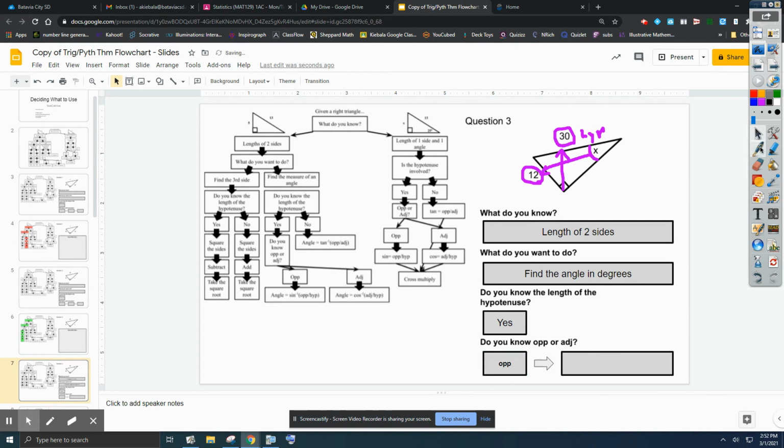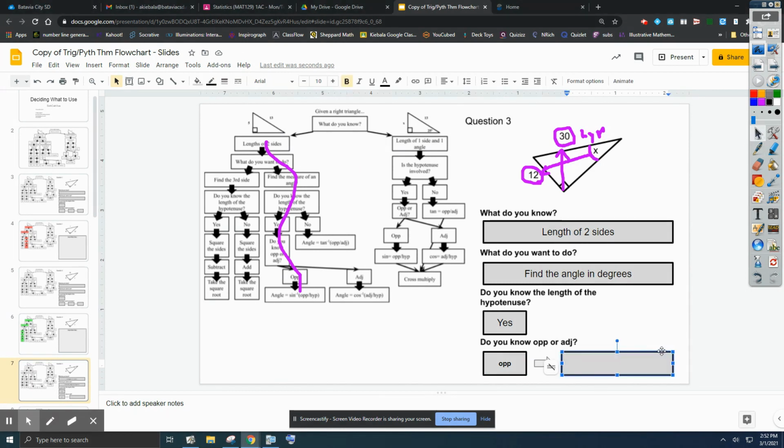So if we follow the flow chart, we've got two sides. We want to find the measure of an angle. Do we know the length of the hypotenuse? Yes, and we know the opposite. So to find the angle, we're going to do sine, now I'm going to hit control and period at the same time to make a superscript, -1, then control period again to bring it back down, of the ratio 12 over 30.